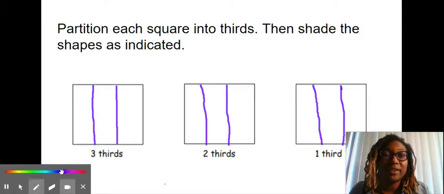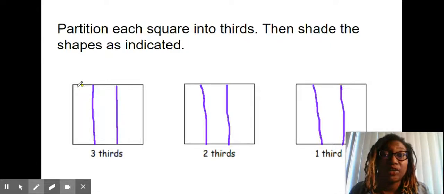So now I need to shade the shapes as indicated. So for number 1, it says 3/3. So if I'm shading in 3/3, there's 3 parts. That equals a whole, right? So the whole thing should be shaded in.